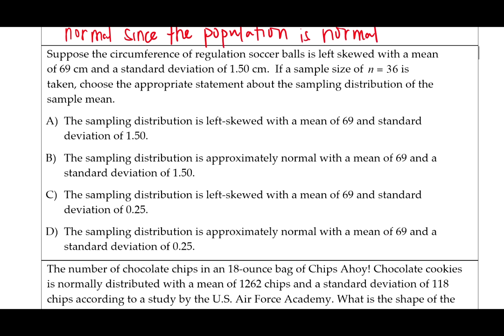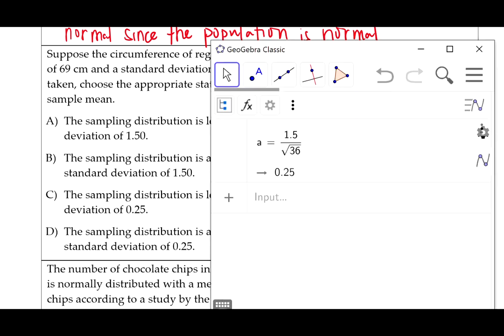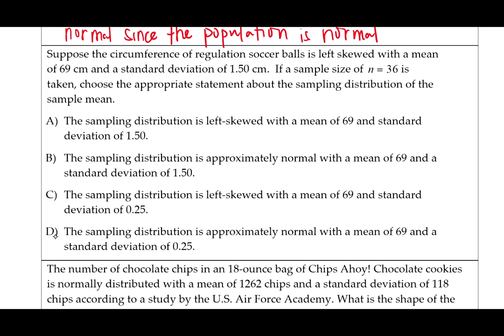Because the sample size of 36 is higher than 30, at least 30 is what we need for the sampling distribution to be approximately normal if the population is not normal, as this one is left skewed, we know, since 36 is at least 30, that the sampling distribution will be approximately normal. So we want the answer that tells us that we have an approximately normal sampling distribution with a mean equal to 69 and a standard error equal to 0.25, which is this answer here, D.